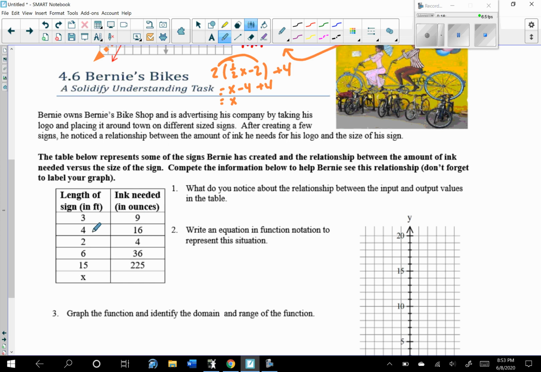And I can see this is 3, 9, 4, 16, 2, 4. So it looks like the x values are being squared. So we have 3 squared equals 9, 4 squared is 16, 2 squared equals 4, etc. It says write an equation in function notation to represent this situation. So instead of writing y equals, we use f of x. So f of x is equal to x squared.